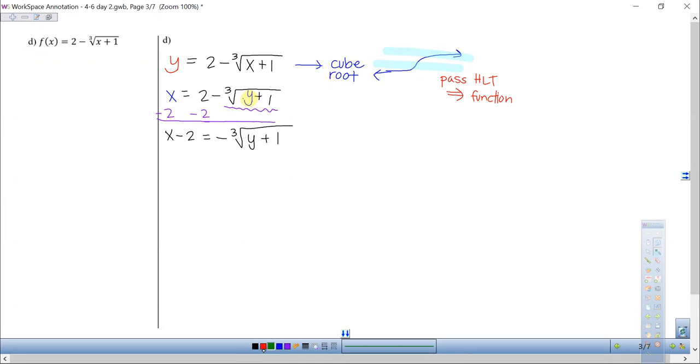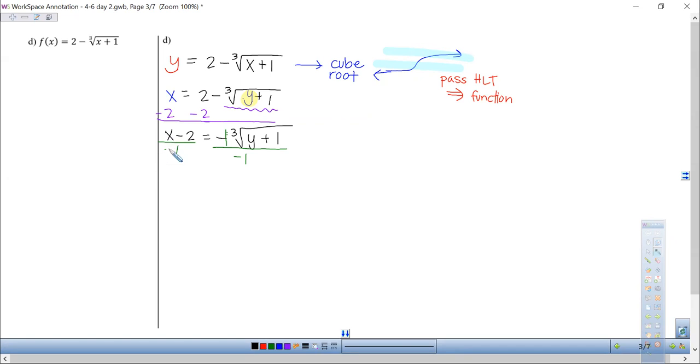So I need the whole cube root by itself. That means I need to get rid of the negative. Remember, I can think about that as though it's being multiplied by -1. So that means that I want to divide by -1. Dividing by -1 is just changing signs.